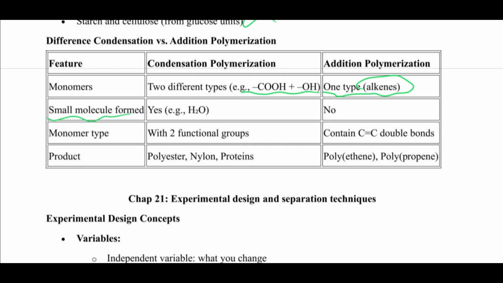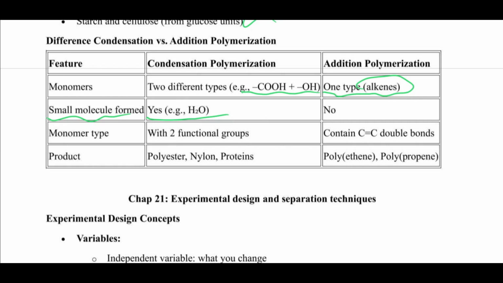Again, a small molecule formation. In addition polymerization, no small molecule is formed, only one product is formed, that is your polymer. But in condensation polymerization, you get two products. One product is your polymer, and the other one is a water molecule. Whenever one monomer attaches, you get one water molecule. So if millions of monomers attach in condensation polymerization, you will get millions of water molecules. Each bond, each linkage, will give you one water molecule.